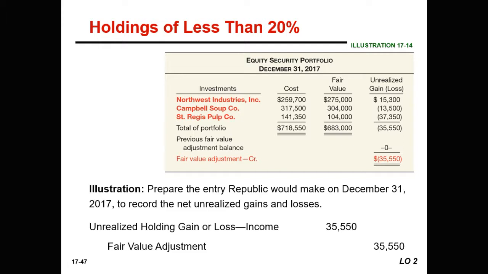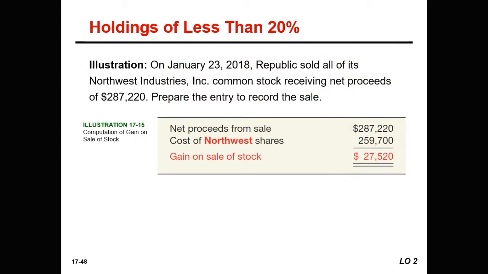So we've looked at what we do at acquisition. We've seen what happens with dividends. We've done a fair value adjustment. Let's look at what happens on January 23rd, 2018, when Republic sells all of Northwest Industries common stock, receiving net proceeds of $287,220.